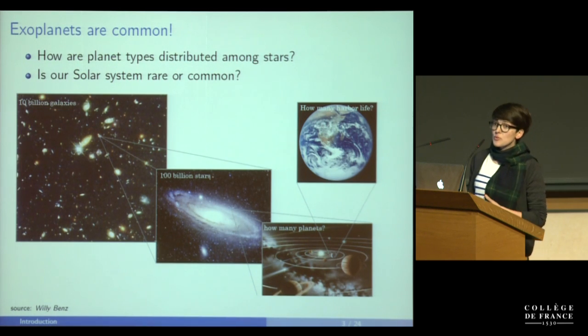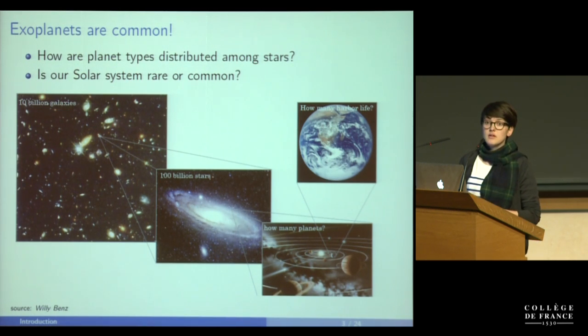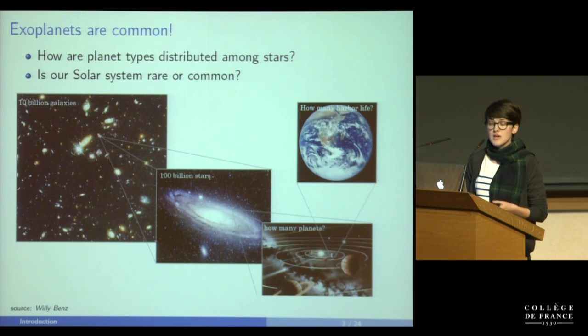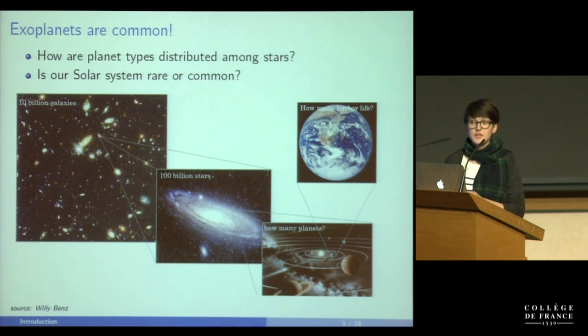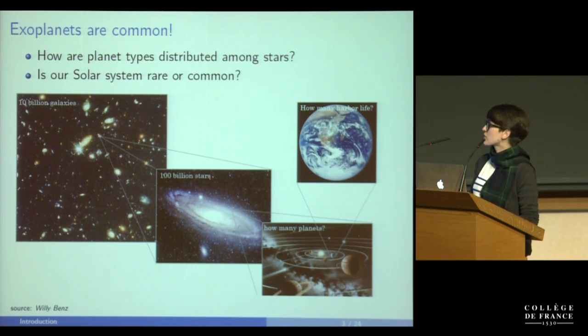So we learned exoplanets are common. There are as many planets as there are stars, if not more. And these exoplanets seem to have a very wide range of properties compared to our solar system. And so the question arises, how are these planets or these planet types distributed among stars? Is our solar system common or not? And is the Earth a common planet or not? So these are the driving questions of the community.